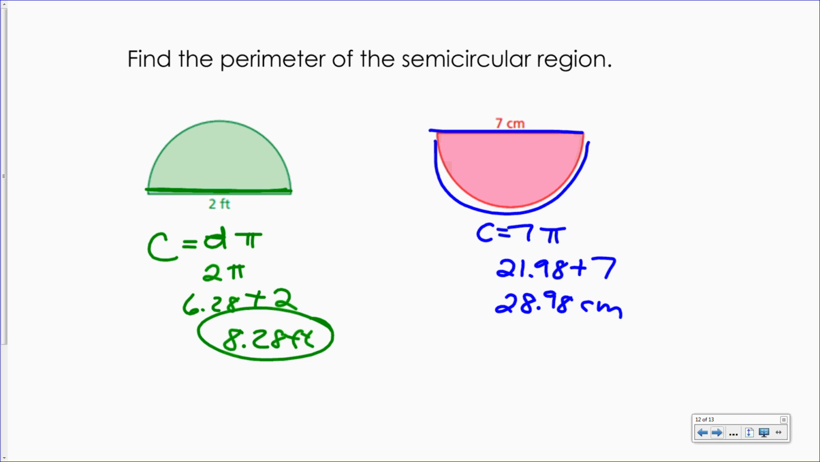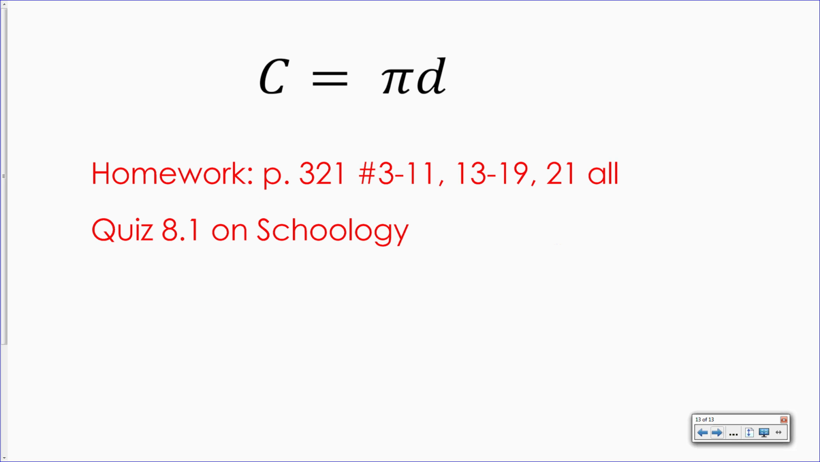Okay, so that was a lot of notes to think through. Remember your formula, circumference equals pi times diameter. Go ahead and work on your assignment. And when you're done, you need to take the 8.1 homework quiz on circumference.